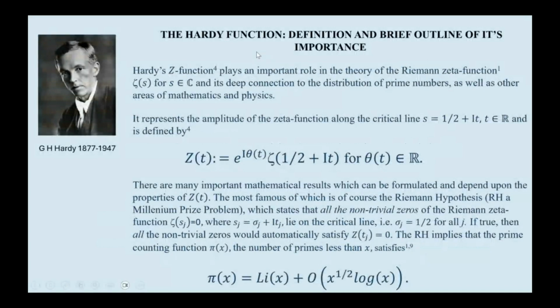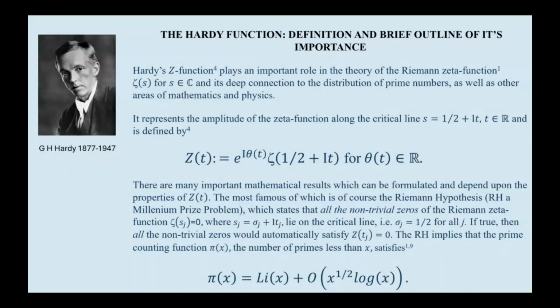So the Hardy function, a brief outline of its importance. As David said, what we call the Hardy Z function plays an important role in the theory of the Riemann zeta function, and it has a deep connection mainly to the distribution of prime numbers, but there are lots of other areas of maths and physics as well. And it basically represents the amplitude of what we call the zeta function along the critical line.